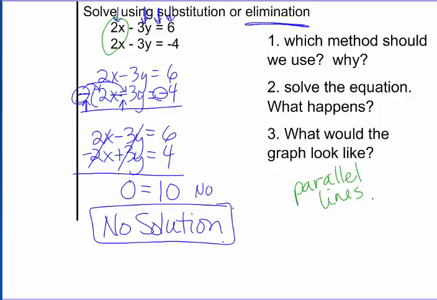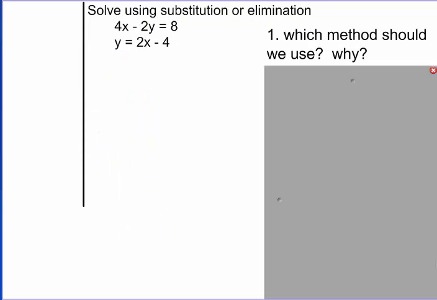Let's look at another special case. We're going to solve using substitution or elimination. So which method should we use? In this case, if I look at it, my variables are not lined up. I don't have the x's lined up with the x's, the y's lined up with the y's. We don't have anything lined up.